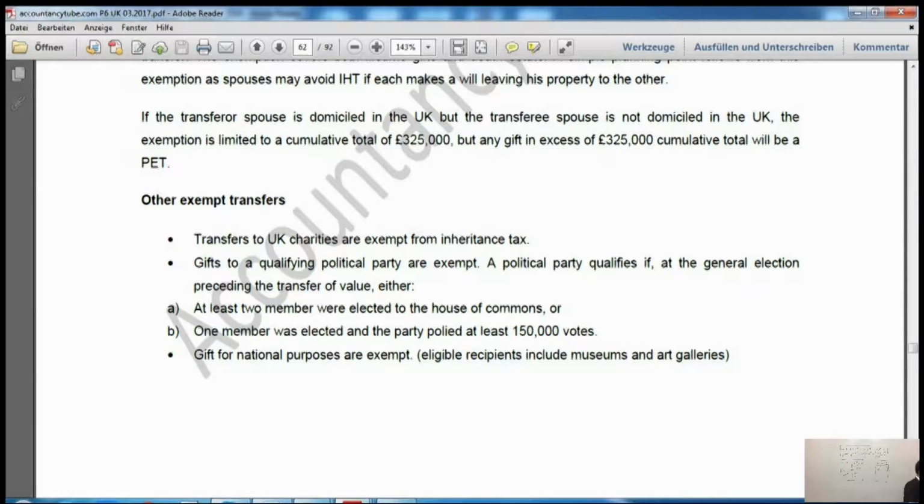And after that, it says gifts for national purposes are exempt. Eligible recipients include museums and galleries. So if you give a gift for national purposes, that would be exempt. Gift to a spouse is exempt. Gift to a political party is exempt, and gift to a charity is exempt as well. So altogether there are 4 exemptions. Which 4, could you please remind me again? Gift to a spouse, gift to a charity, gift to a political party, and gift for national purposes.